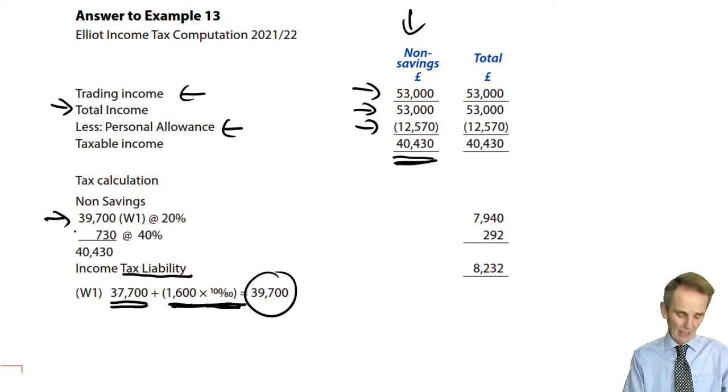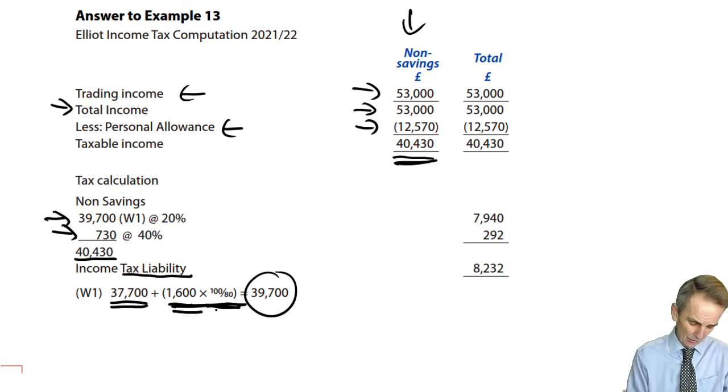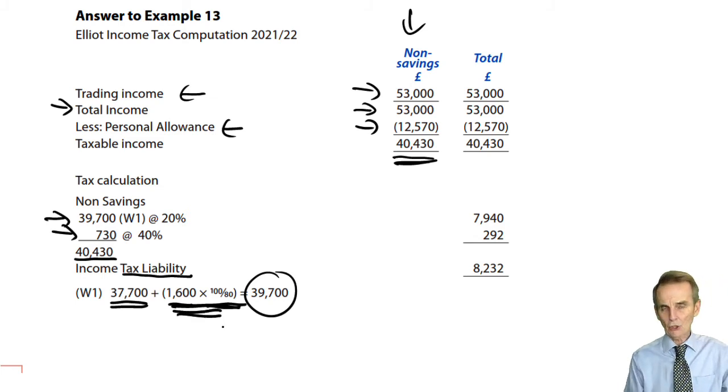39,700 instead of 37.7 at 20%. Out of your 40,430 leaves just £730 worth of the taxable income to be taxed at higher rate. Look at what that 2,000 has done. It's taken £2,000 of your taxable income that would otherwise have been taxed at 40% and put it back into the basic rate band and tax it therefore at 20%. So that's all we've got to do to calculate the income tax liability.